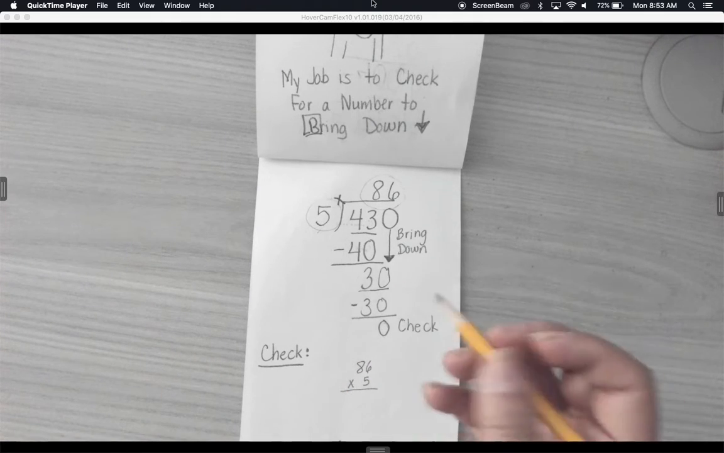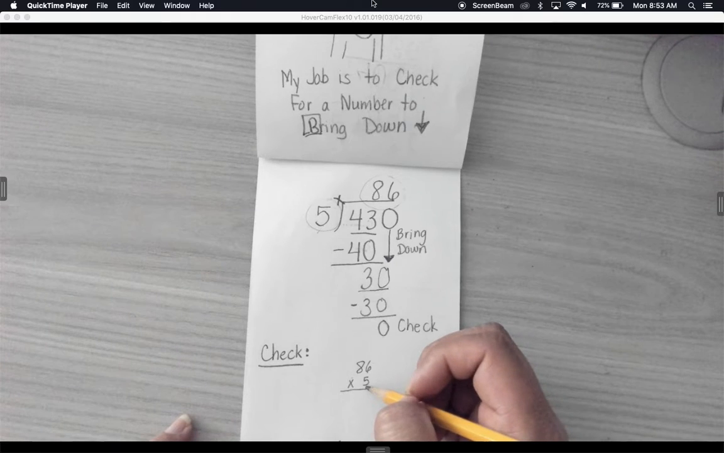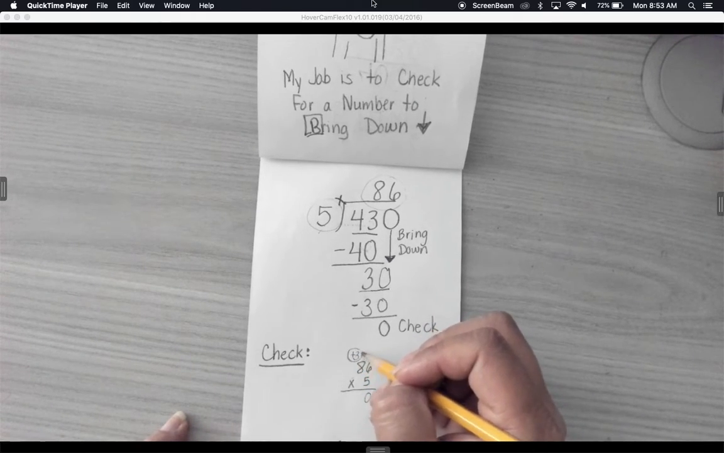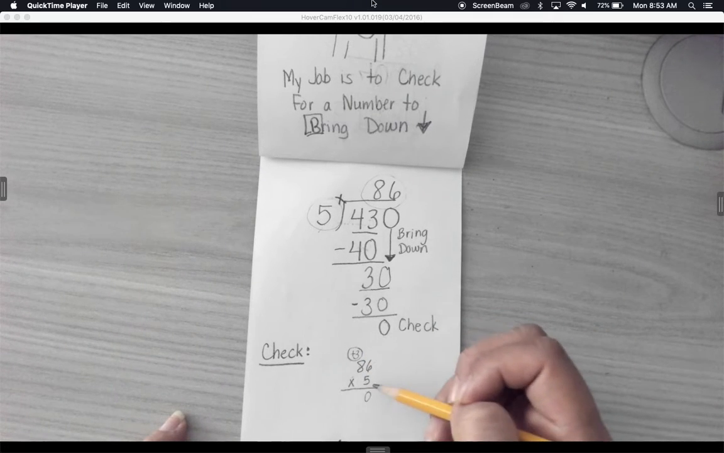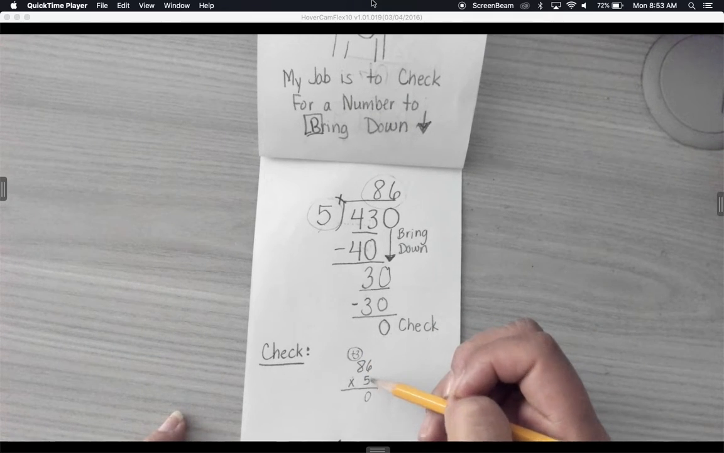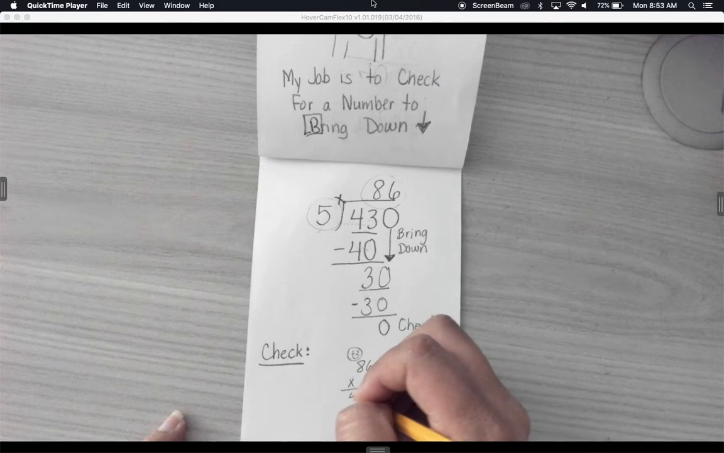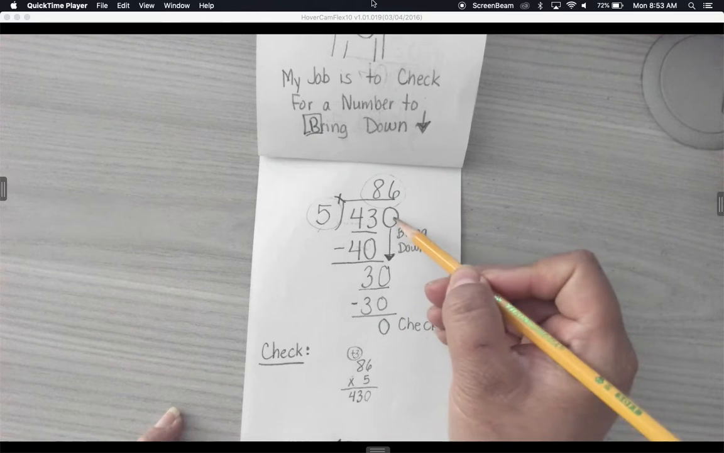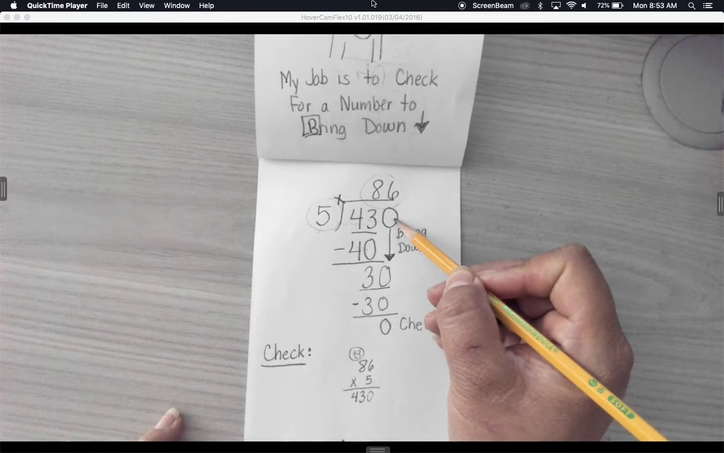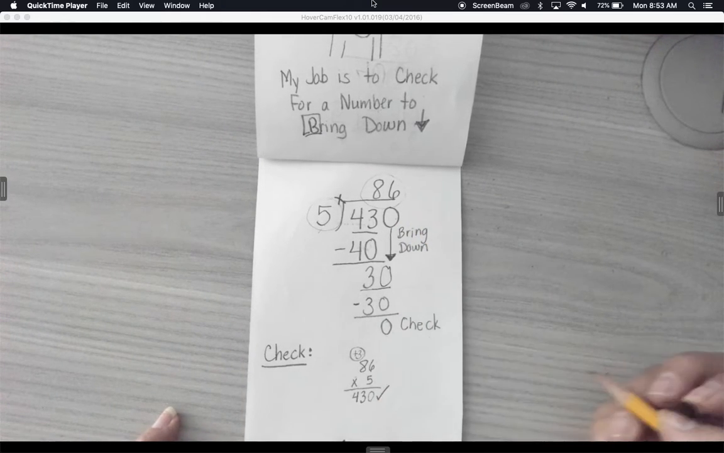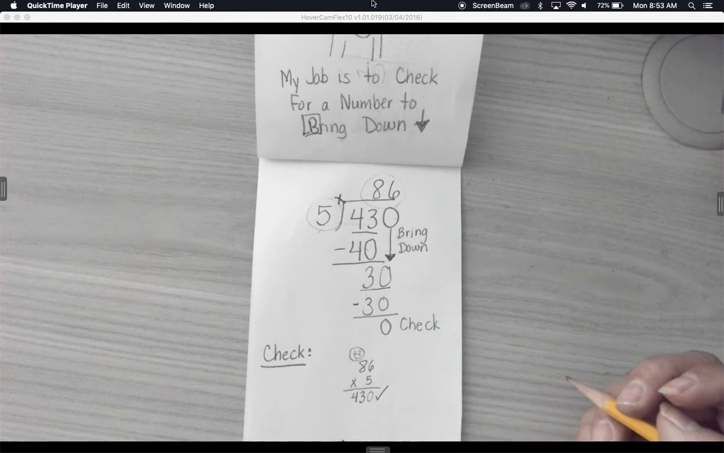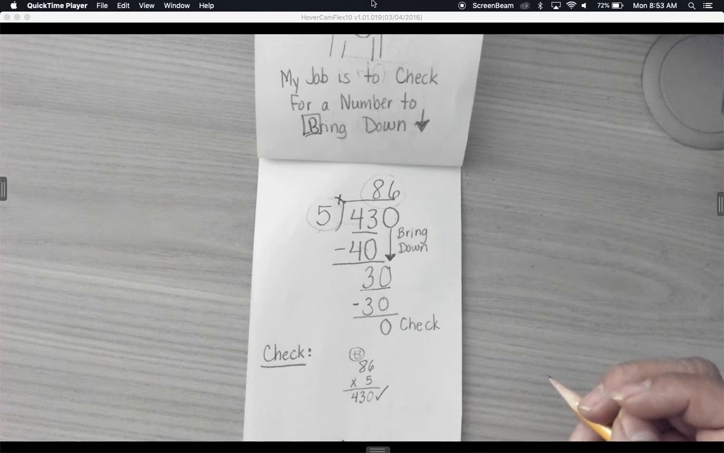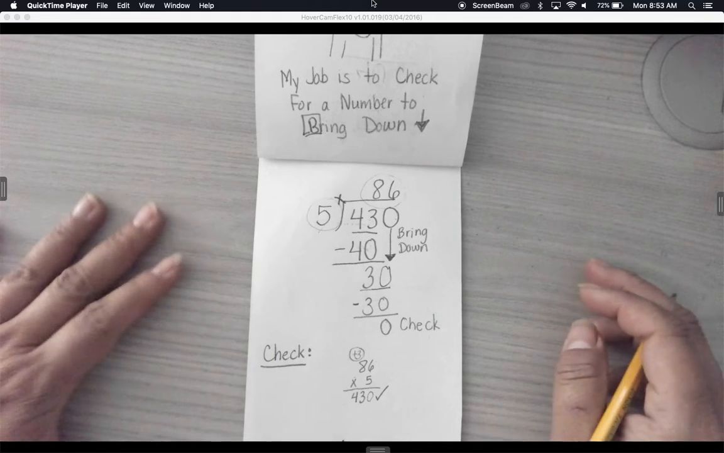So 6 times 5 is 30. And then we carry the 3, right? 8 times 5 is 40 plus 3 is 43. Does this check out? Is 430 the same thing as written down here? So this checks. The answer is correct. Do you see that? Now, what happens when you have a remainder?